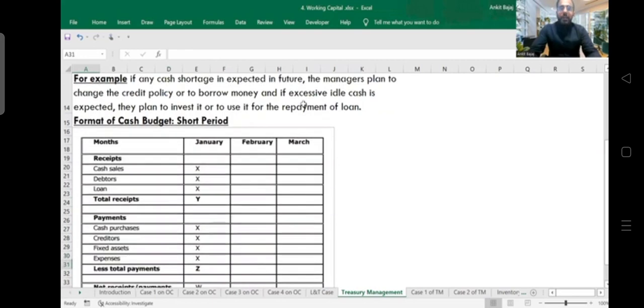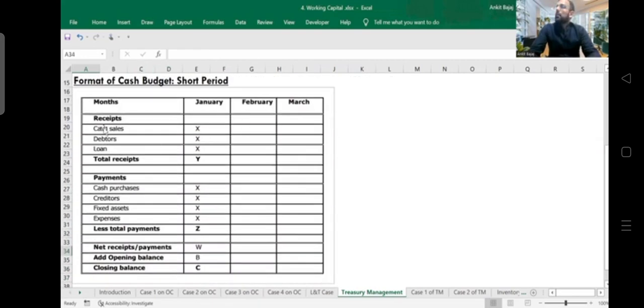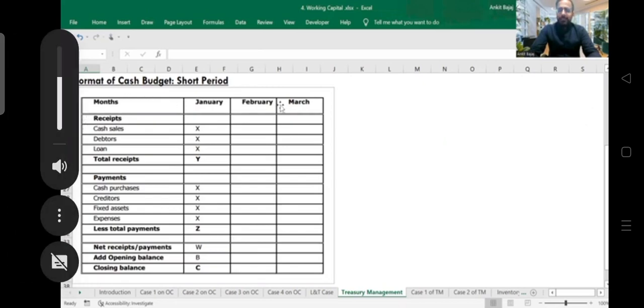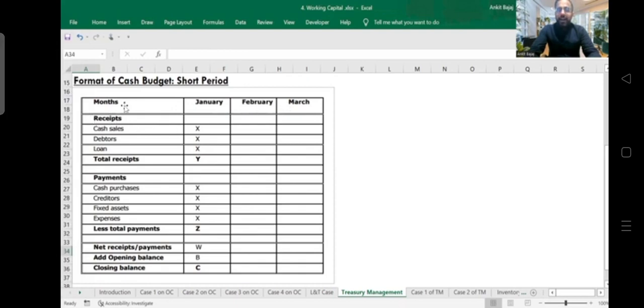Here you can see the format of the budget is given, right? At the top, if you see, we write down the months: January, February, and March. Then we have to start with receipts, right? Now, if I talk about business, in which case will the business be receiving cash? When the business performs sales, right? Just think like a layman. Or if the business has made some investment, it can receive interest, dividend, or rental if they have let out any property, right? So these are the sources from which the business will be receiving cash, right?